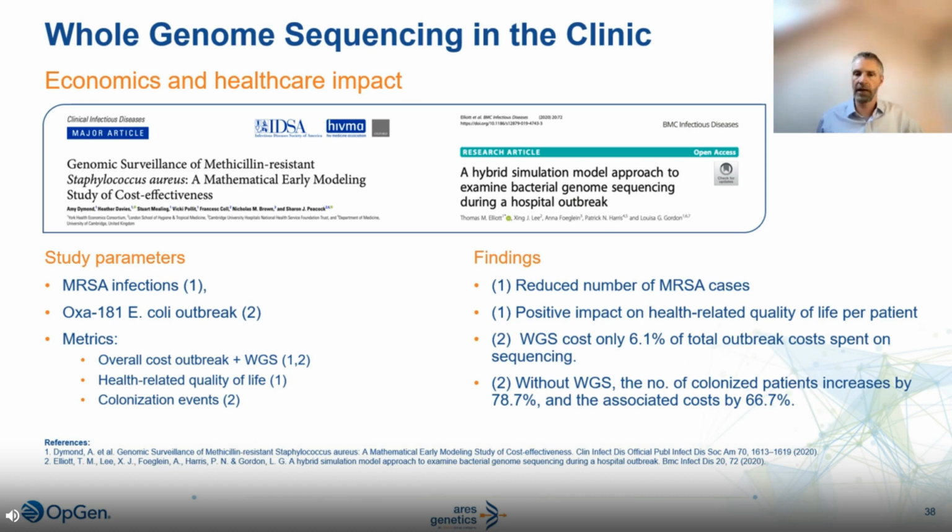The team, including Elliott and co-workers, conducted a model simulation of the clinical utility of whole genome sequencing during an active outbreak in a hospital. Their model was motivated by and trained on data from an OXA-181 E. coli outbreak in April of 2017. The findings of their simulation reveal that whole genome sequencing of a potentially serious pathogen appears effective in containing an outbreak and minimizing hospital costs at the same time. They predicted that without the use of whole genome sequencing, the number of colonized patients would increase by 78.7% and the associated costs would increase by almost 67%.